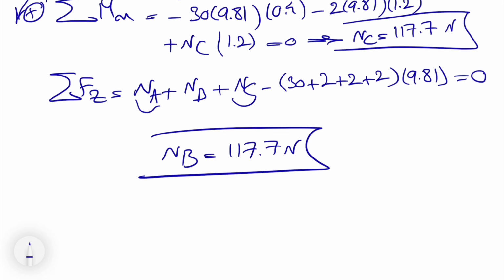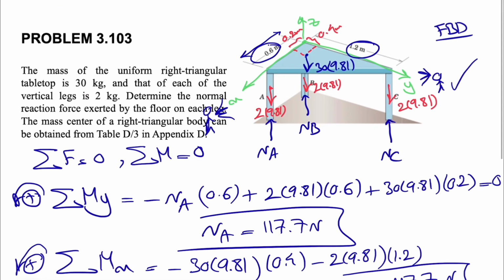As we can see, we got all the 3 normal forces at each leg the same, and that would be because of the shape of this table and the centroid of the right triangle that we have, which gave us the same force for all these 3 legs.